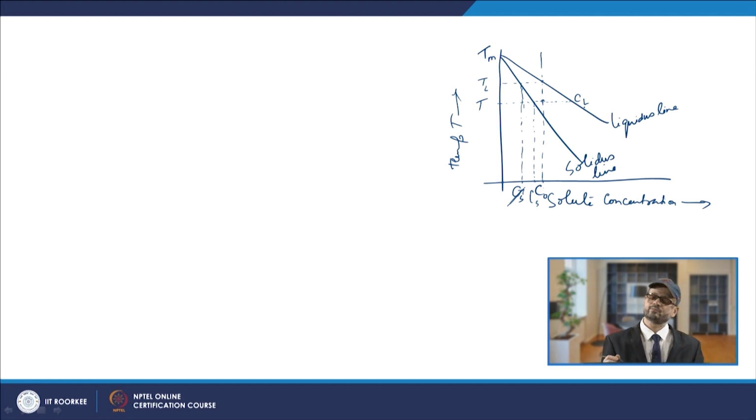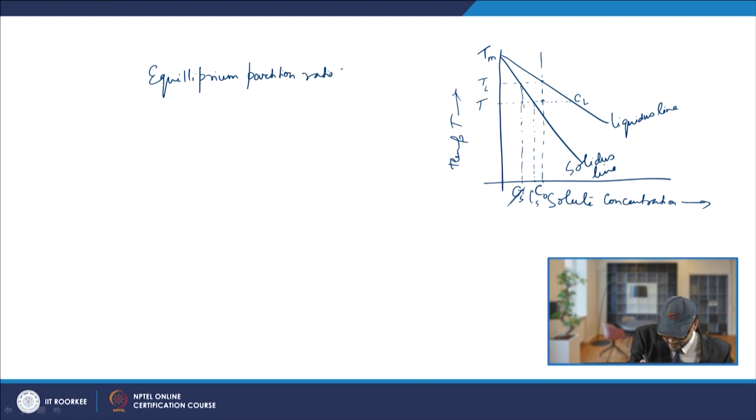Now, there is a term known as the equilibrium partition ratio. The equilibrium partition ratio, K, is defined by the ratio of Cs to Cl. Now, in this case Cs is lesser than Cl, so in such cases your K value will be smaller, less than 1.